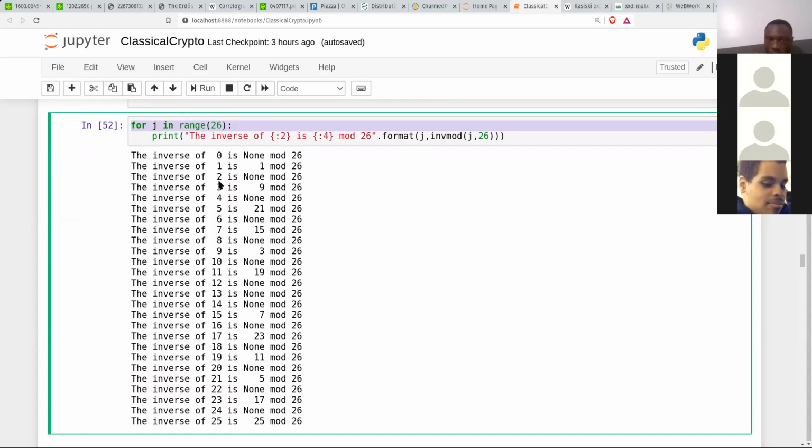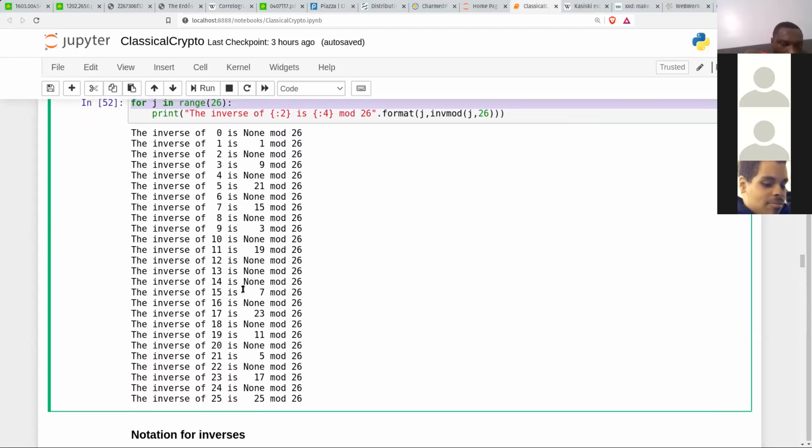So 2 has a factor of 2 in common with 26. 4 has a factor in common with 26. 6 has a factor in common with 26. And the ones for which the inverse actually exists are exactly the numbers that have no factors in common with 26. So those are exactly the numbers that have an inverse, and that's always true.